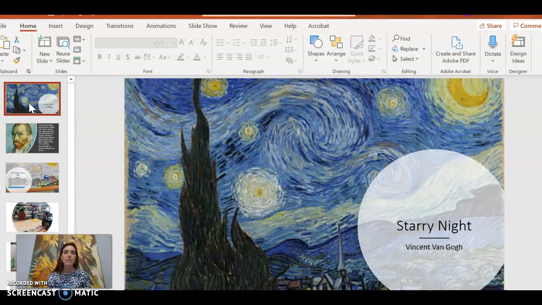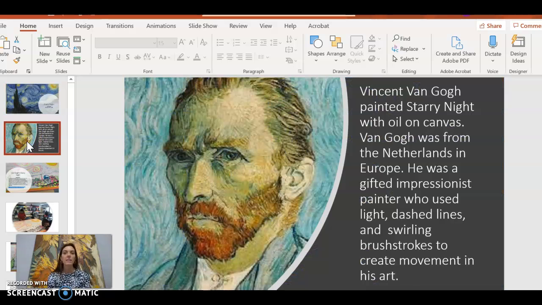So we have been thinking about Starry Night by Vincent van Gogh. Van Gogh painted Starry Night with oil on canvas, and he was from the Netherlands in Europe. There's another video you can watch later about his bio that I did. He was a gifted impressionist painter who used light, dashed lines, and swirling brushstrokes to create movement in his art.